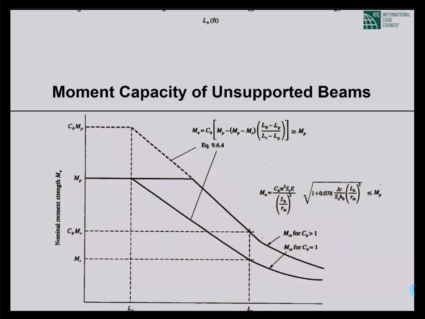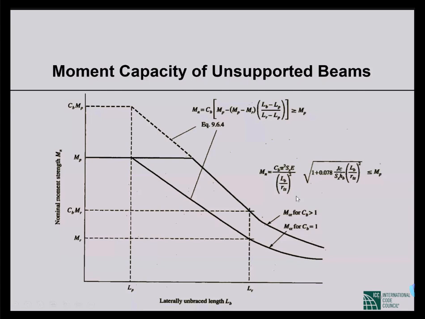So these are the formulas. We have this MCR, which is the formula for lateral torsional buckling that I've shown earlier, and then this is the straight line. This is MP, that is plastic moment. We can multiply plastic section modulus with yield stress, and we can get MP.